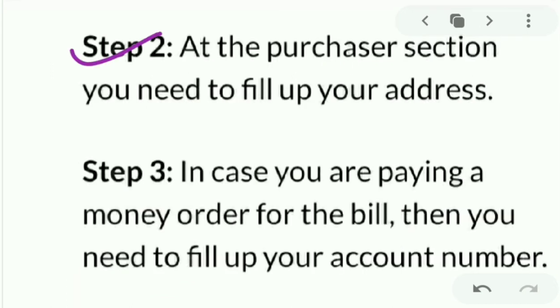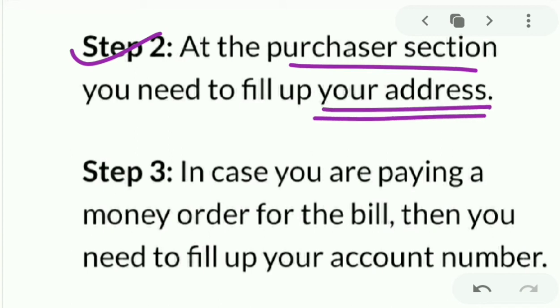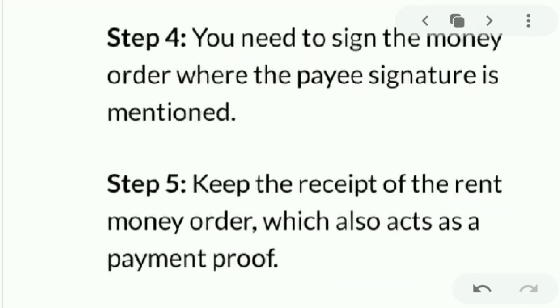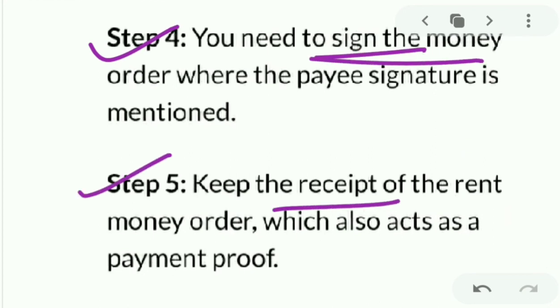Second step, at the purchaser section you need to fill in your address. Here also you need to fill in your address. Third step involves paying a money order for a bill. If you are paying it for a bill, you need to mention your account number. Fourth step, you need to sign the money order. Fifth step, keep the receipt of the money order.